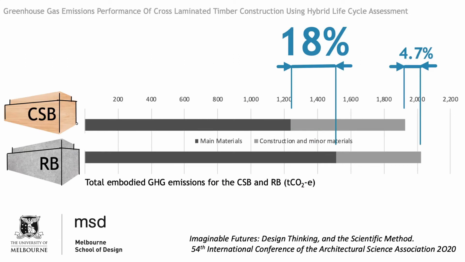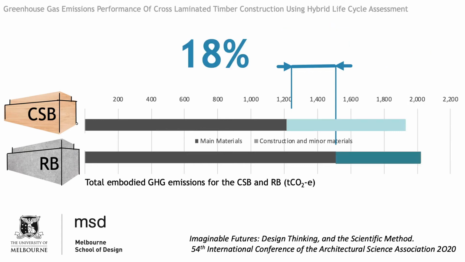Beyond the final result, this study offers other findings. While the embodied greenhouse gas emissions associated with main materials are 18% lower for CSB compared to RB, this difference is reduced to 4.7% after considering construction and minor materials.